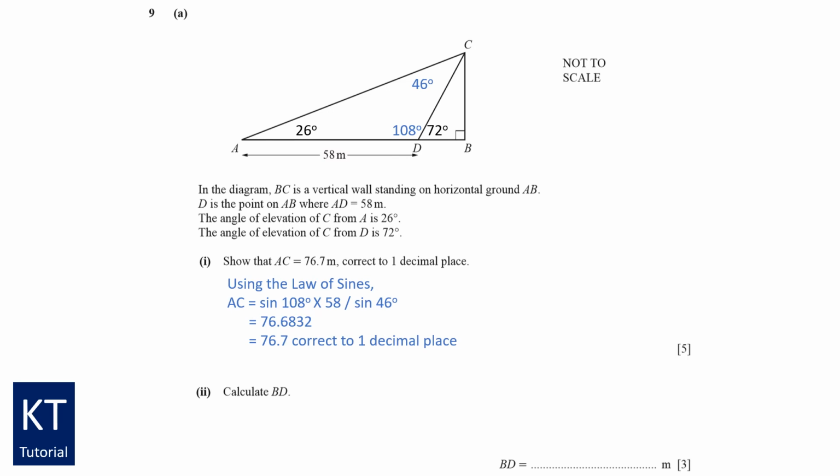Next, calculate BD. One method in arriving at the answer is to equate AB being equal to 76.7 times cos of 26 degrees. Knowing that BD is equal to AB minus AD, BD is 10.9.